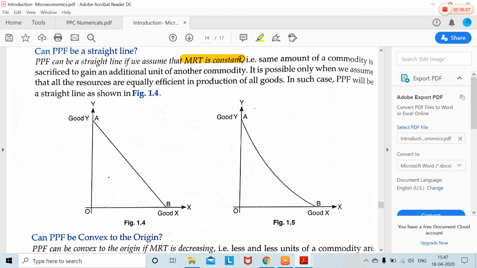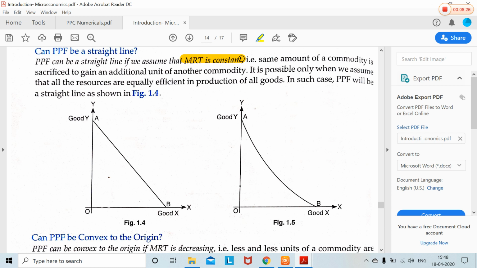Earlier we lost 1 unit, then we lose 2 units, then we lose 3 units, then we lose 7 units, then we lose 9 units, and the loss is every time increasing because the resources for the two goods are not equally efficient in production of both the goods.